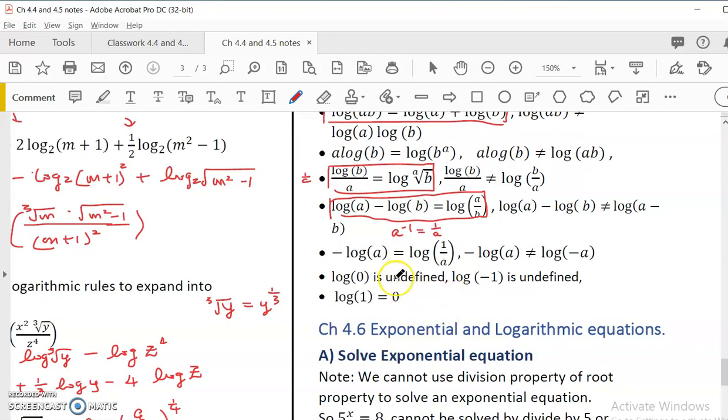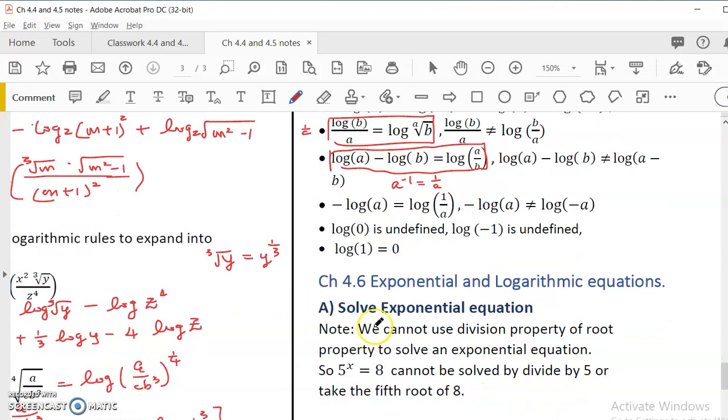Now log 0 is undefined, because anything in the log has to be greater than 0. Log of a negative is undefined, but log 1 is 0. So these are some of the properties of log. And we'll do 4.6, which is solving exponential and log functions, in the next video.